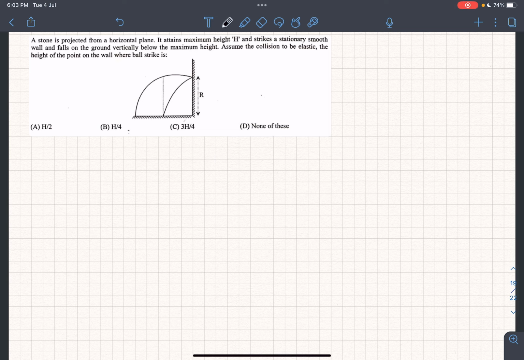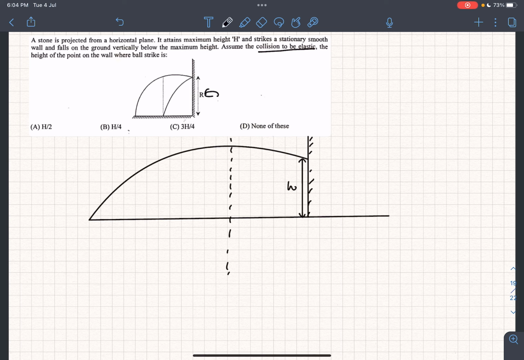So in this question, we have a stone that is projected from a horizontal plane. It attains a maximum height of h, strikes a stationary smooth wall and falls on the ground vertically below the maximum height. We have to assume the collision to be elastic and find the height of the point of the wall where the ball strikes. Now, as it is an elastic collision, let's assume for a moment that the wall didn't exist, so the projectile would have continued its original path.